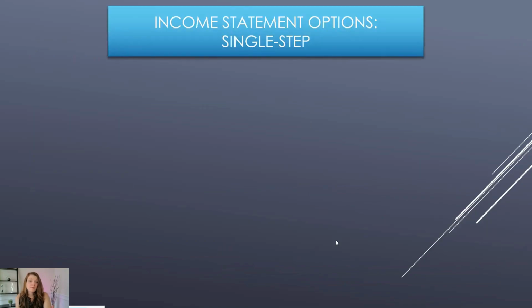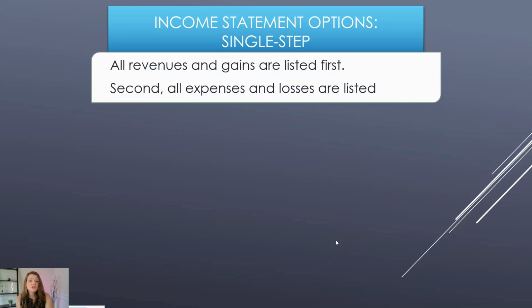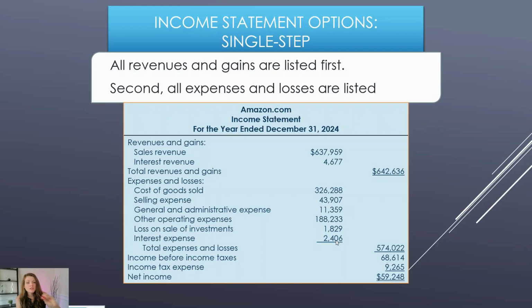So we do list those separately because we want to make sure that people can tell the difference between the regular operations, income and expenses, versus things that are outside of that normal. So we typically see it that way. But then we do have two different options. You'll typically see the multiple step income statement, which we're going to look at second, but this single step income statement actually puts all revenue and gains first. So it does put the gains along with the revenue, and then it puts all the losses along with the expenses. Not typically the way we see things done, but this is an option.